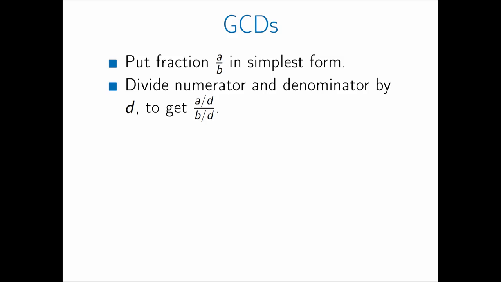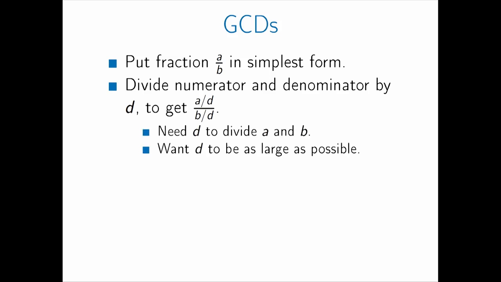Suppose that you have a fraction, a over b, and you want to put it in simplest form. Now, the standard way of doing this is we want to divide the numerator and denominator both by some d to get some equivalent fraction, a over d divided by b over d. Fair enough. Now, what d do we want to use for this? Well, it needs to satisfy two properties. Firstly, d had better divide both a and b, such that the new numerator and denominator are both integers. But subject to that, we would like this d to be as large as possible, such that we can reduce the fraction as much as we possibly can.